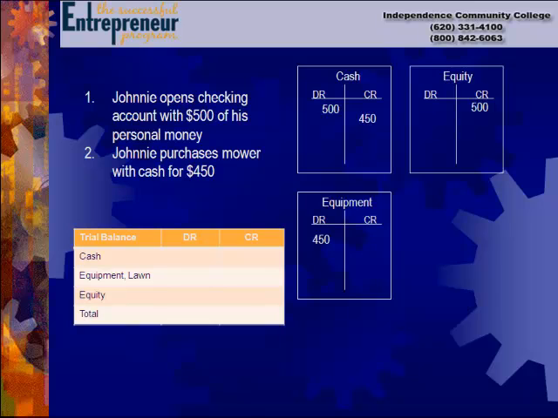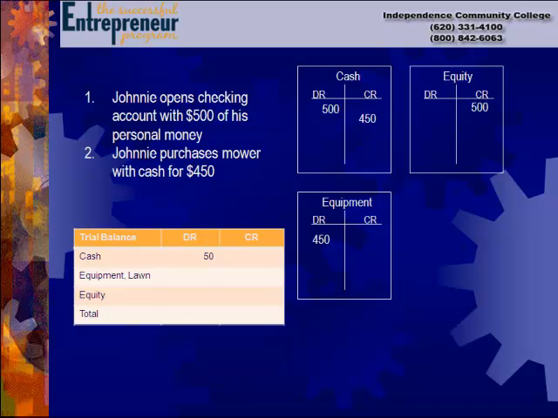When Johnny buys a lawnmower, we record a subtraction from the cash account on the credit side of the purchase price of $450. The money was used to purchase an asset, a piece of equipment, so we record an addition of $450 to the equipment account. We can then work up a trial balance to make sure that we maintain the totals in balance.